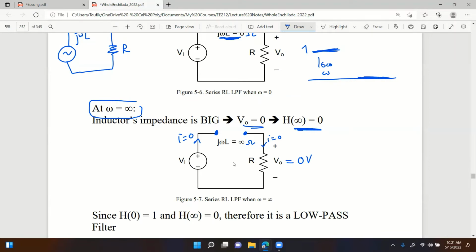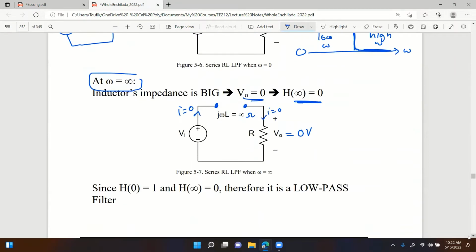So therefore, the gain is equal to 0. So now we know that at high frequencies, the gain is equal to 0. So what type of filter has high gain at low frequencies and low gain at high frequencies? That would be a low pass filter. Any questions so far?